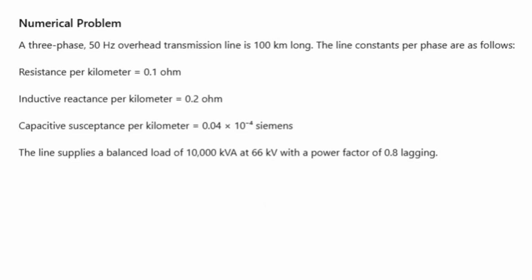Now let us consider a practical example. A three-phase, 50 Hz overhead transmission line, 100 km long, has the following constants. Resistance per kilometer per phase equals 0.1 ohm. Inductive reactance per kilometer per phase equals 0.2 ohm. Capacitive susceptance per kilometer per phase equals 0.04 into 10 to the power minus 4 Siemens. The line supplies a balanced load of 10,000 kilovolt ampere at 66 kilovolt with power factor 0.8 lagging.